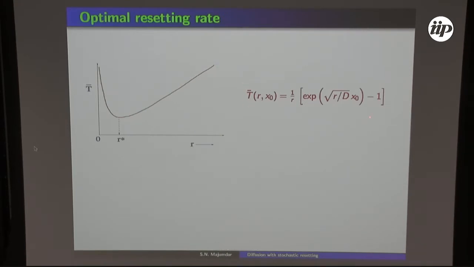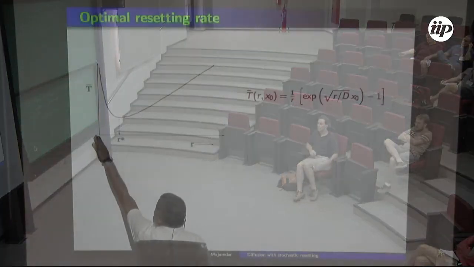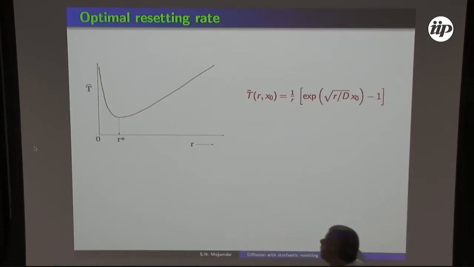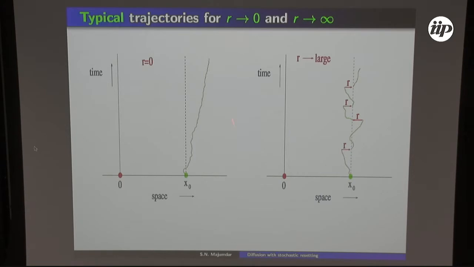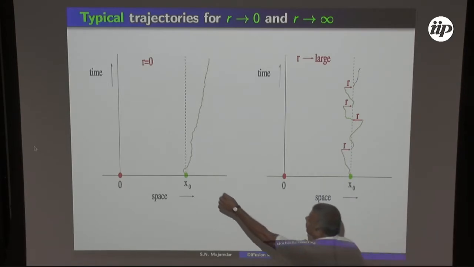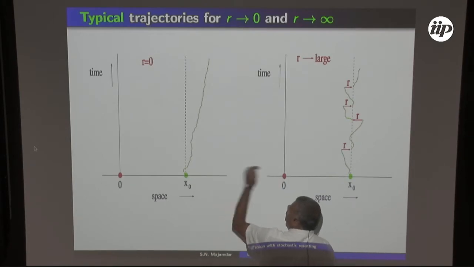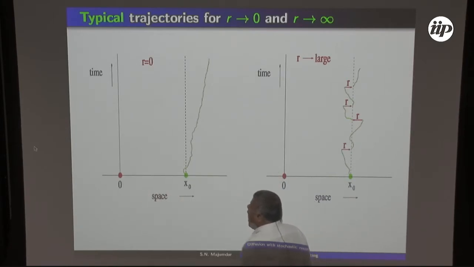If you look at it as a function of r, what you see is that this is a non-monotonic function. That's easy to guess. Let's look at the case r goes to 0. We have seen already that it's infinite. r going to 0 means there are trajectories which take you back to plus infinity, so the average time to find the target is infinity.